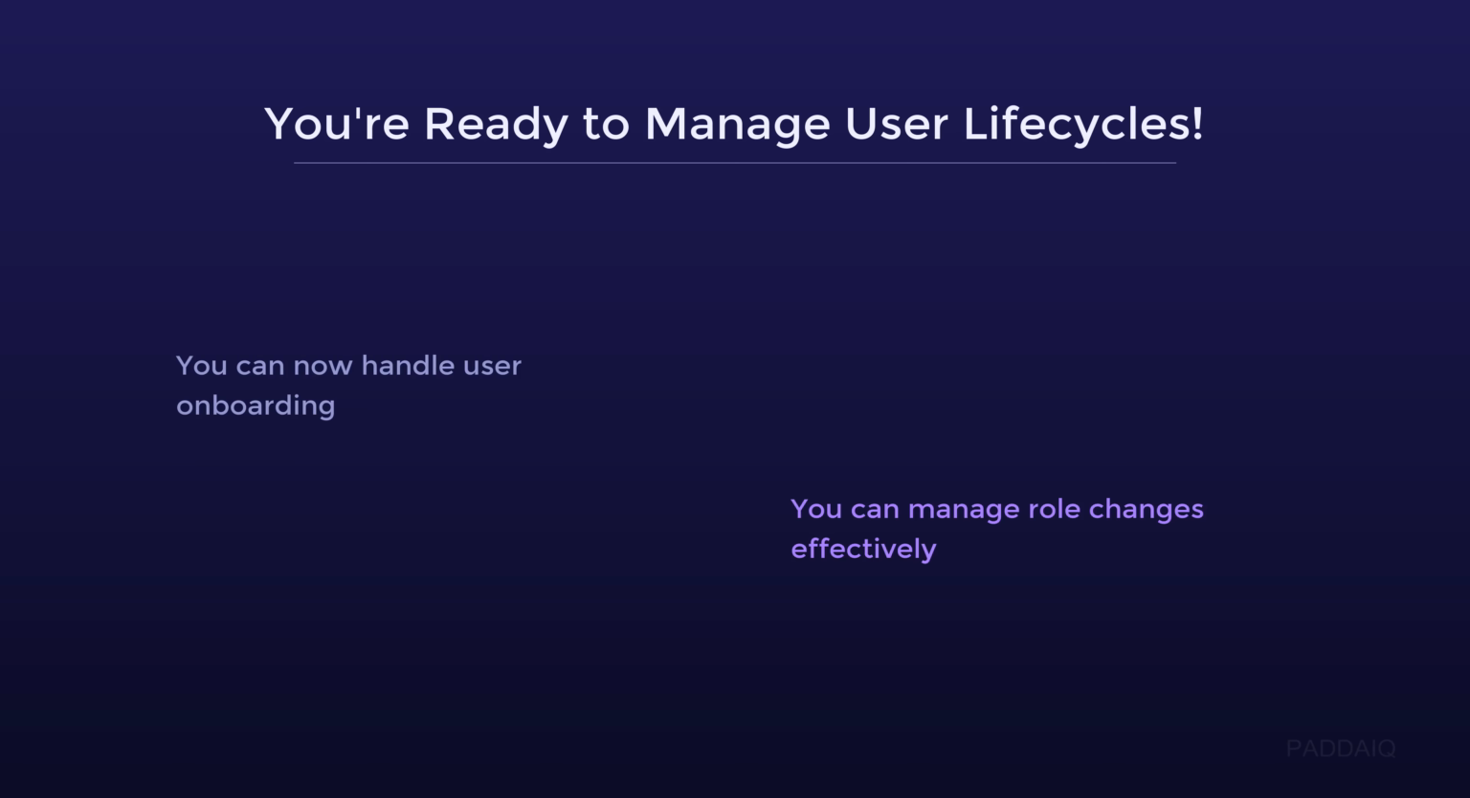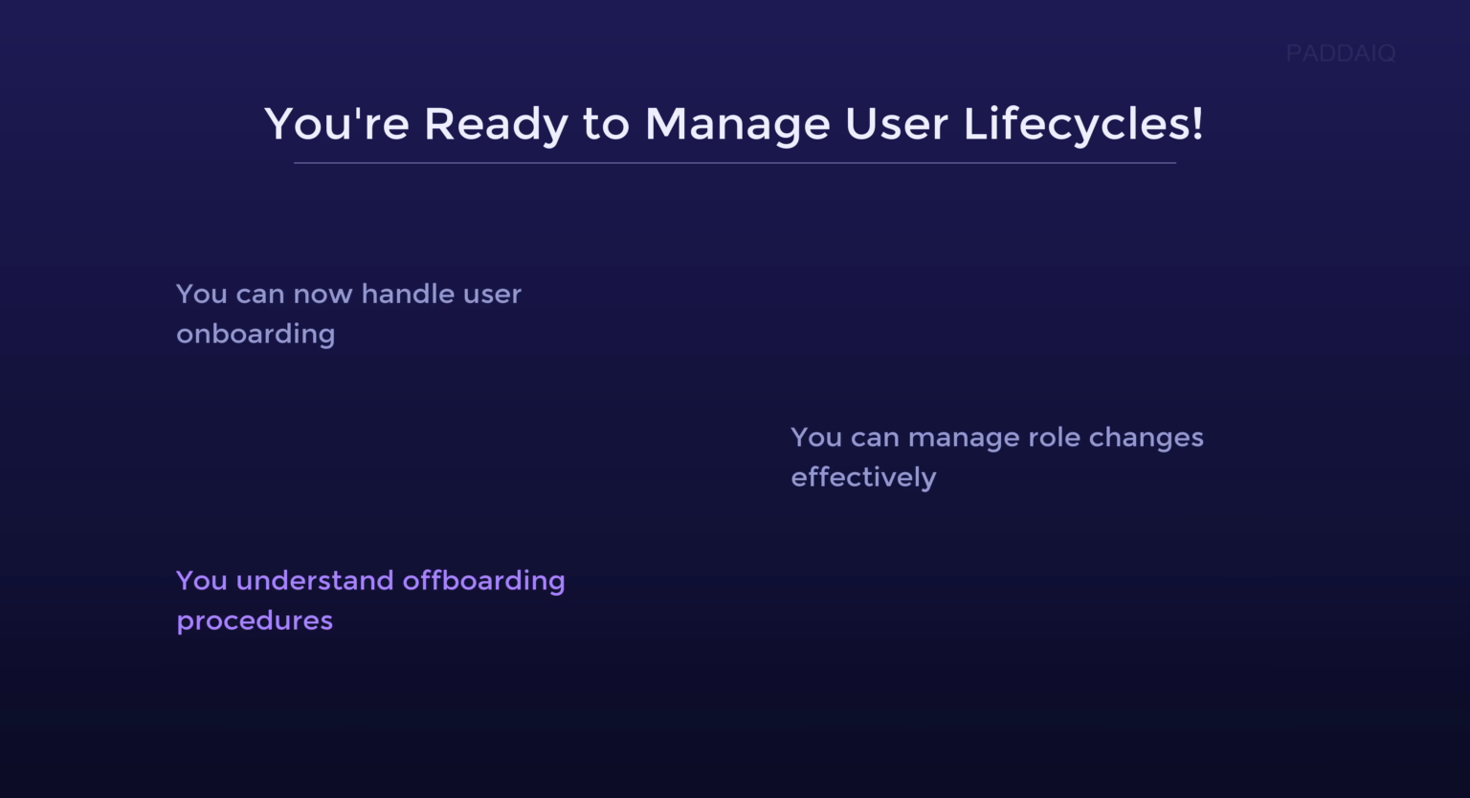You can manage role changes effectively. This means adjusting user permissions when their job duties change. For example, when an employee moves from sales to finance, you can remove their old sales roles and assign new finance roles in the system. This ensures users always have the correct access for their current position.